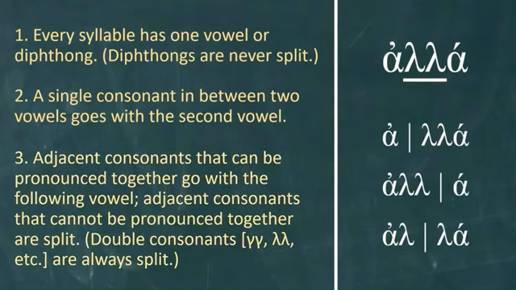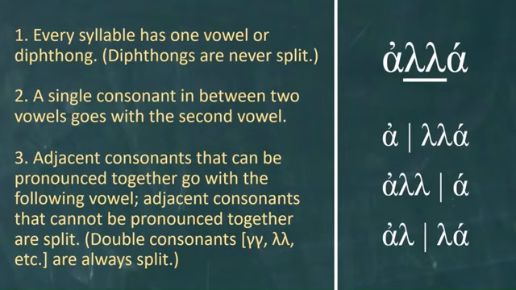Adjacent consonants that can be pronounced together go with the following vowel. Adjacent consonants that cannot be pronounced together are split, and double consonants are always split. I'll read that one more time. Adjacent consonants that can be pronounced together go with the following vowel. Adjacent consonants that cannot be pronounced together are split, and double consonants are always split.